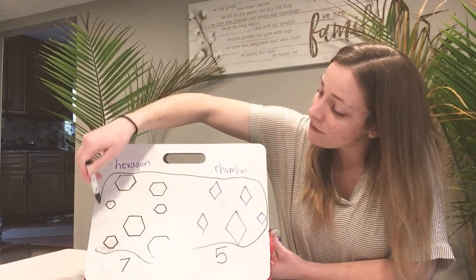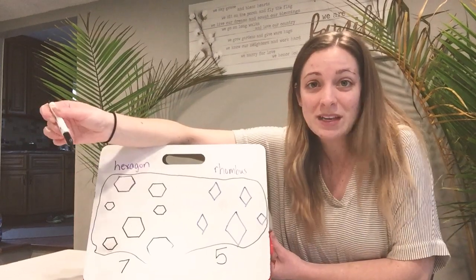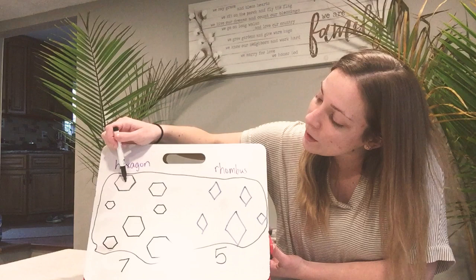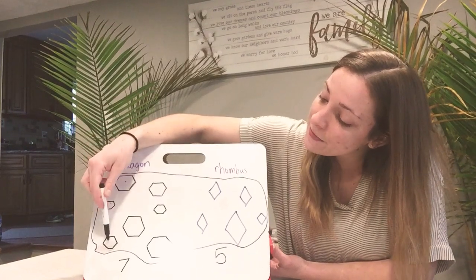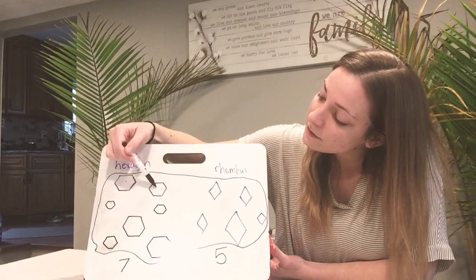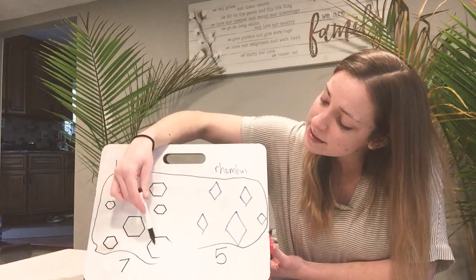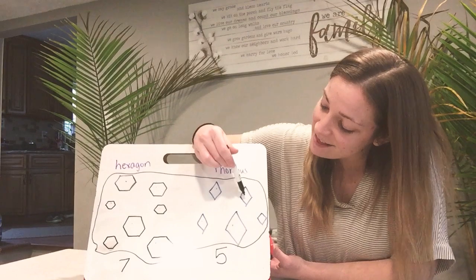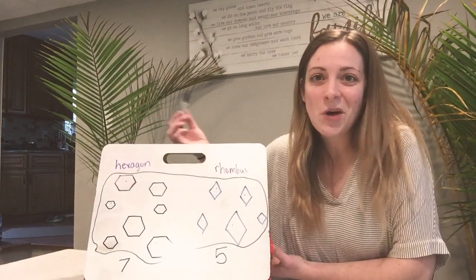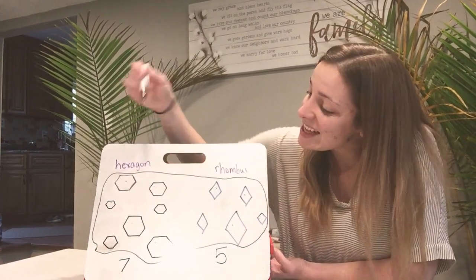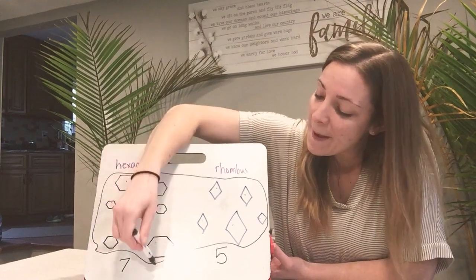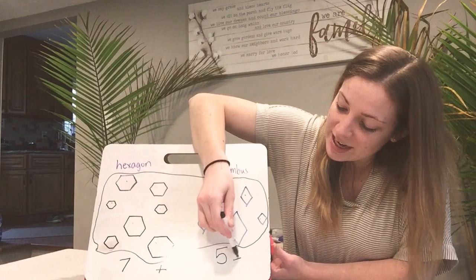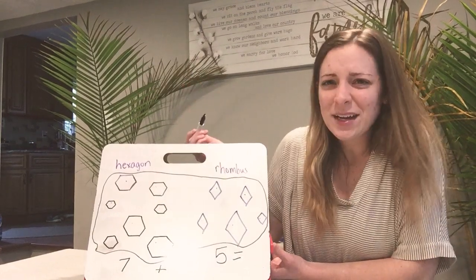Okay, that means all of them. It doesn't matter what type of shape it is. We're going to count all of them all together. Are you ready? 1, 2, 3, 4, 5, 6, 7, 8, 9, 10, 11, 12. Awesome counting. So 7 hexagons plus 5 rhombuses are equal to how many?